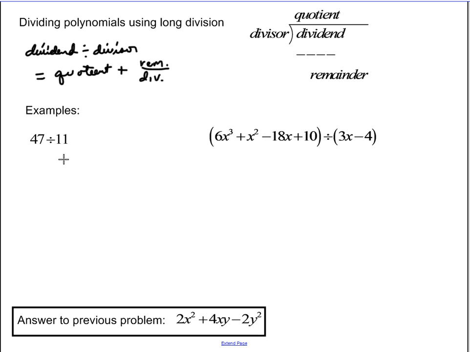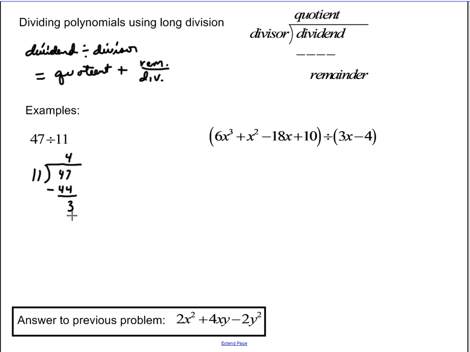Let's just remind ourselves, if we're doing long division, let's say numerically, we would have divided 47 by 11 by taking 11 as our divisor, 47 as our dividend. And let's ask ourselves, well, how many times will 11 go into 47? Well, the answer to that, of course, is 4, because 4 times 11 gives us 44. Then we subtract. We end up with a remainder of 3.